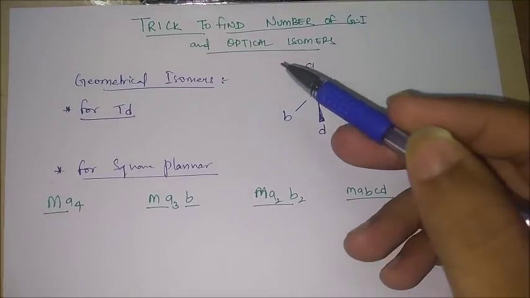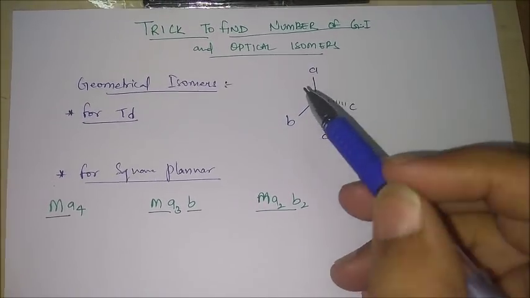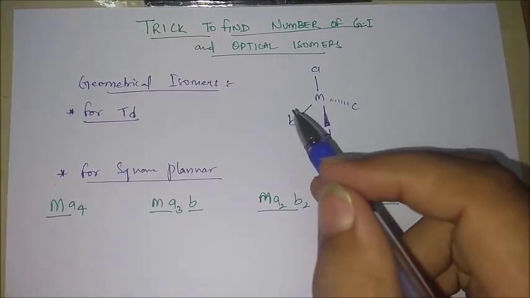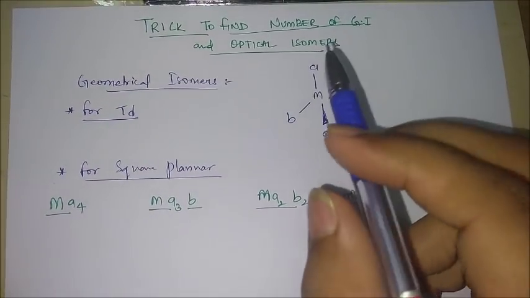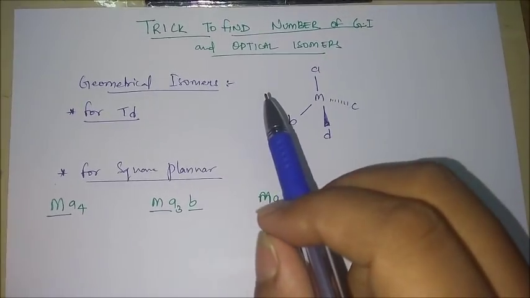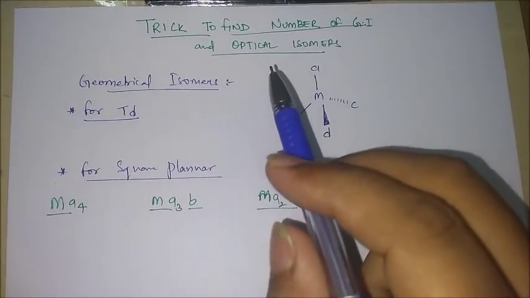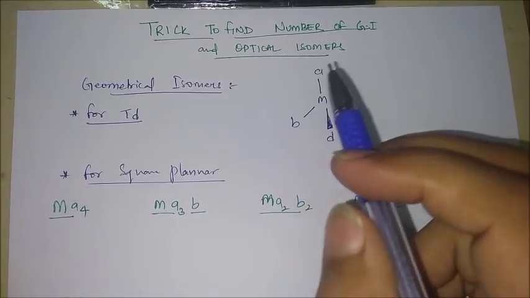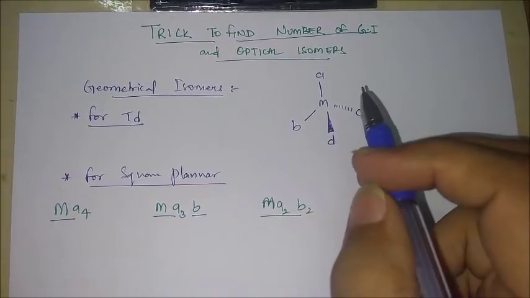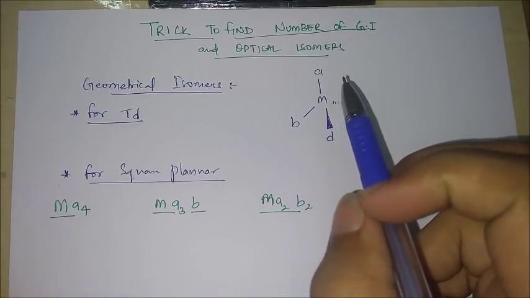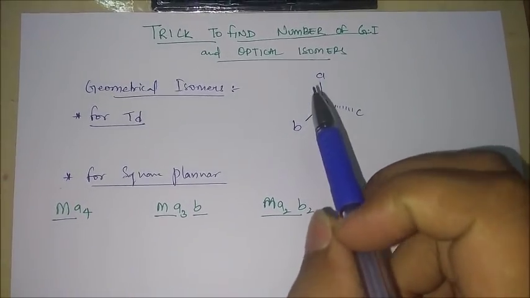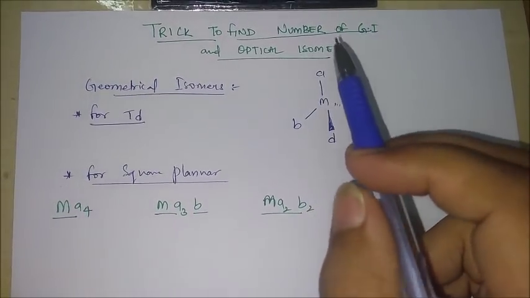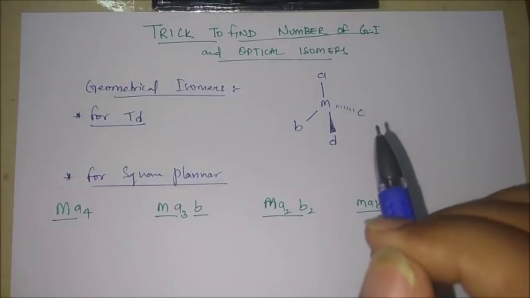And what are optical isomers? Optical isomers are those where, when you pass plane polarized light through a certain complex or sample, the sample turns the plane polarized light towards the left or right, depending upon the nature of the sample. Depending upon that, we name it the D or L form. So those are the things for optical isomerism, but the main thing is to find out the number of geometrical isomers.